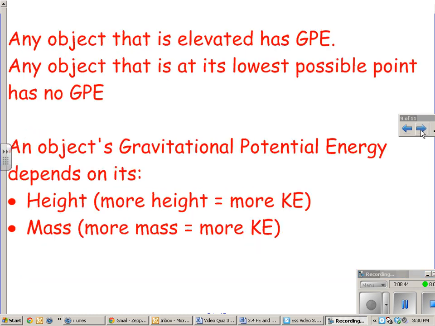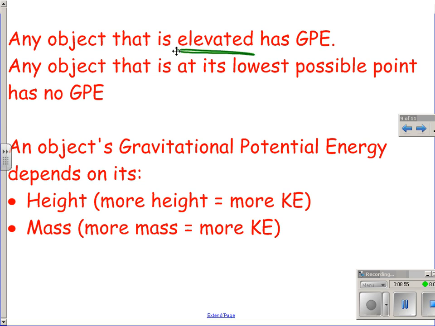So I'm going to talk about this a little bit more. Gravitational potential energy, like I said, is the one we're going to use the most. So we should learn a little more about it. As a reminder, any object that is elevated or lifted up or raised up somehow has some GPE, gravitational potential energy. And any object that is at its lowest possible point, a skier at the bottom of a hill, a painter at the bottom of the ladder, a rock at the bottom of a cliff, is going to have no gravitational potential energy. All right.